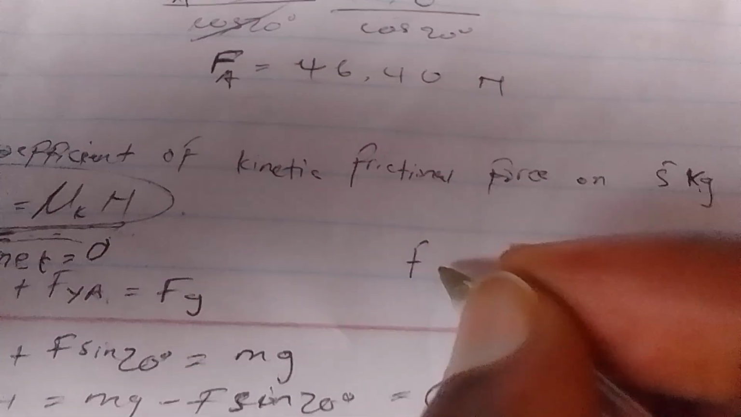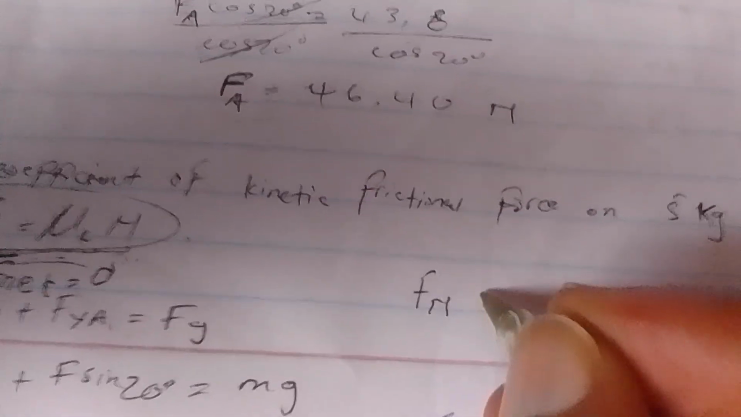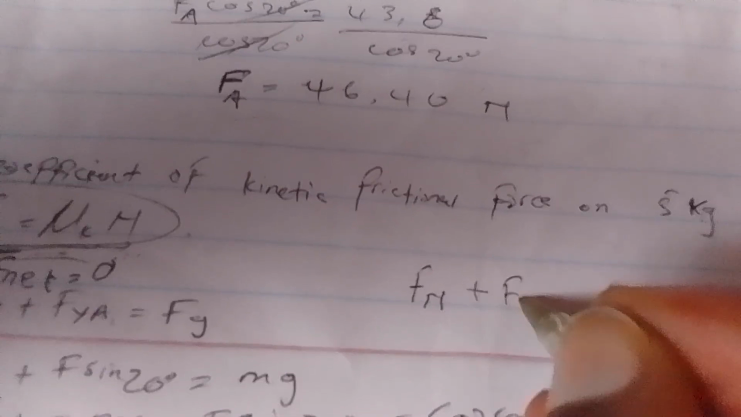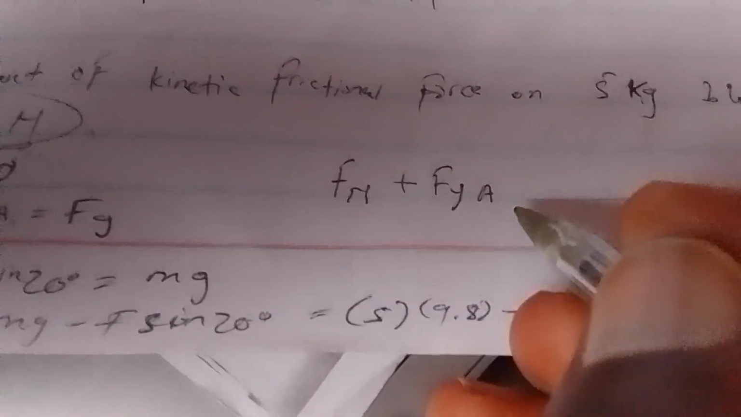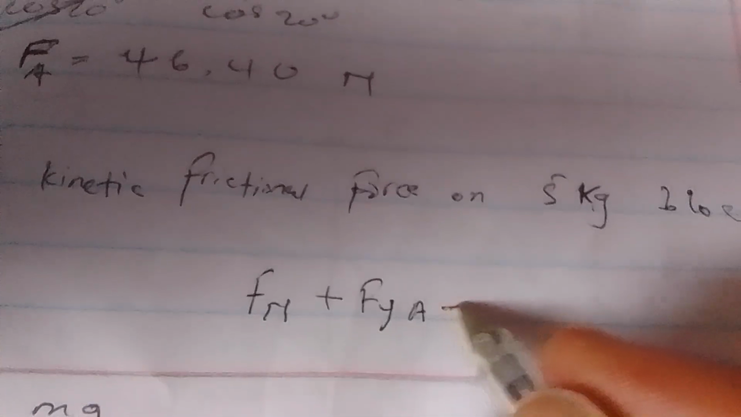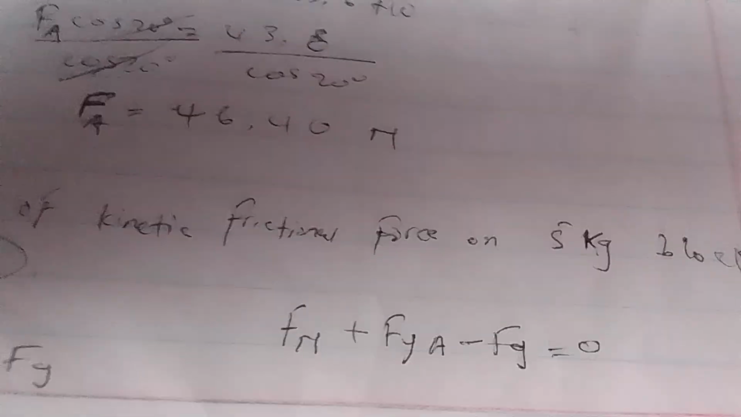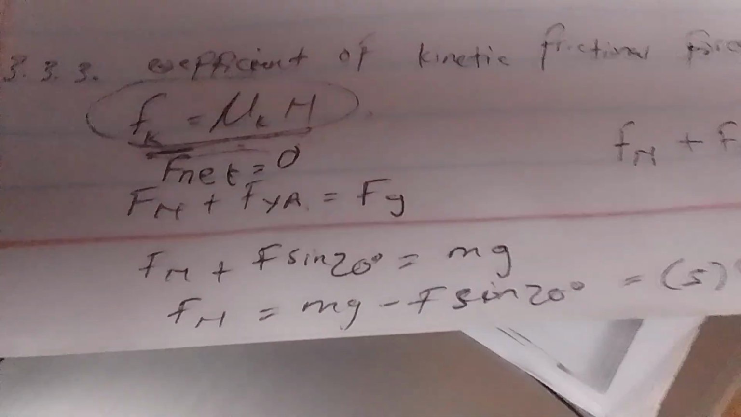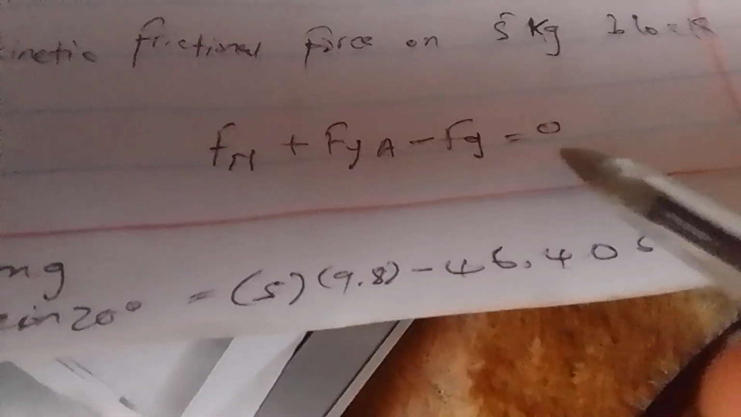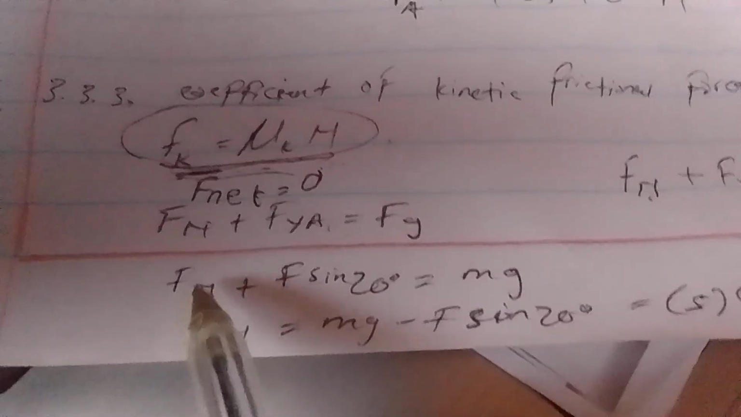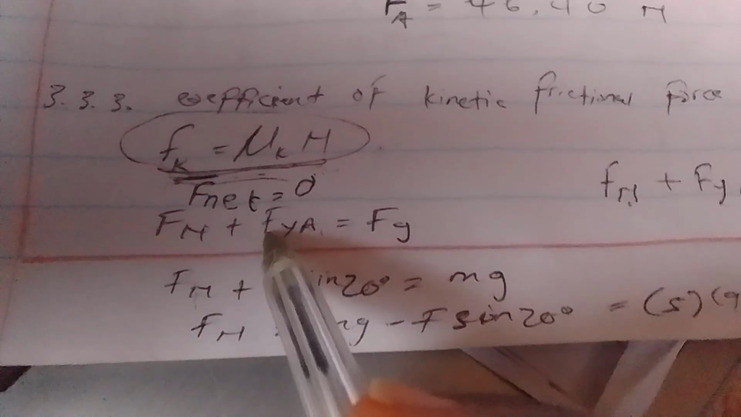F net: the normal force is positive, plus the Fya is positive. Then it is negative Fg, because it is going downward, and it is equal to 0. So we're left with normal force and Fya, and then we transpose Fg to the other side, and it changes sign and becomes positive. So we're left with Fn plus Fya, which is equal to Fg now.